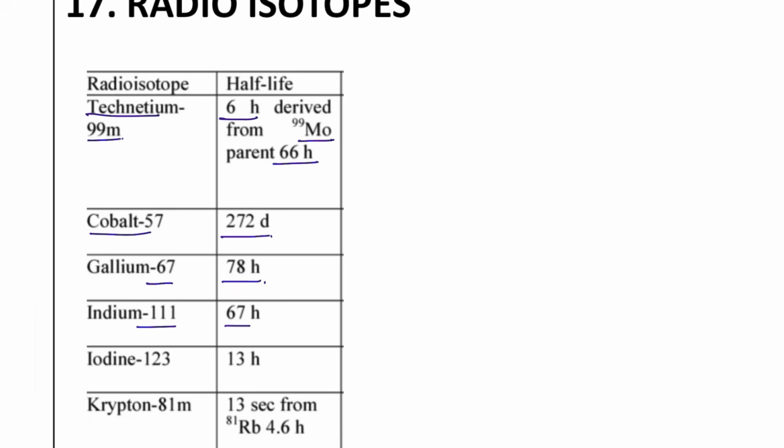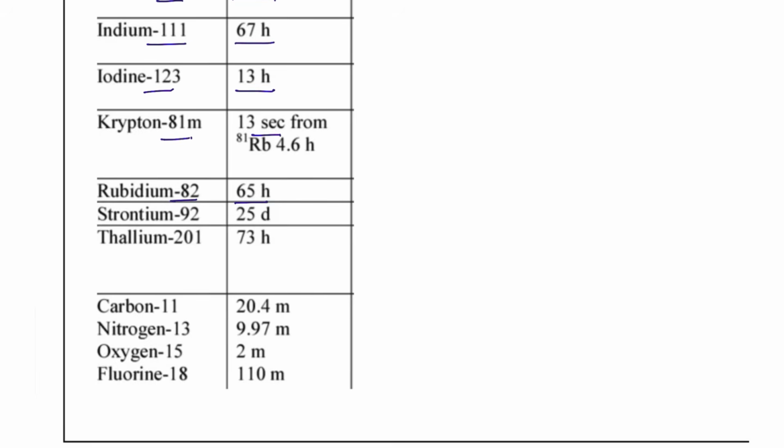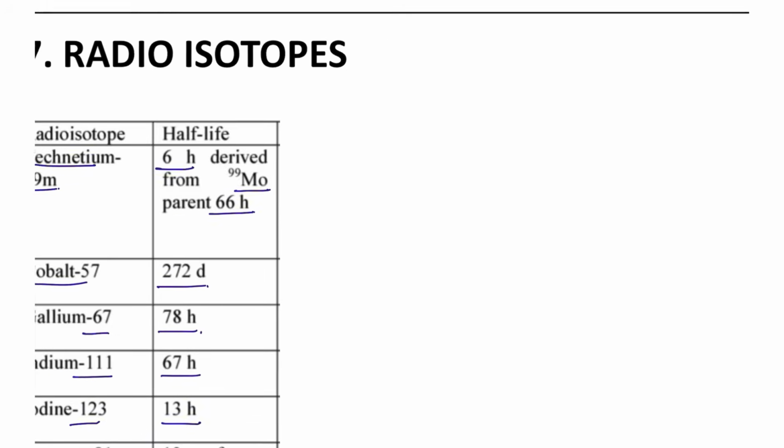Indium 111 is 67 hours. Iodine 123 is 13 hours. Krypton 81 is 13 seconds only, and rubidium 82 is 65 hours. Strontium is 25 days. Thallium is 73 hours. Carbon is 20 months. Nitrogen is 9.5 months. Oxygen is 2 months. Fluorine is 110 months that you are going to see.